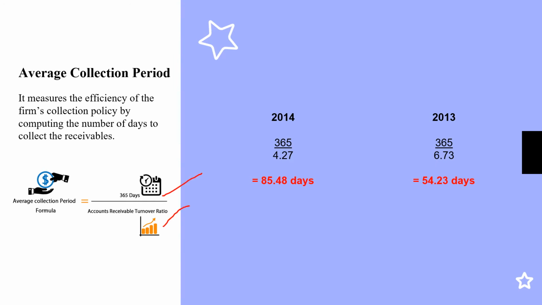Yung nakuha natin kanina, ano, na 4.27 at saka 6.73. So, 365 days is fixed. So, for 2014, 365 over 6.73, we have 54.23 days. So, ibig sabihin, it took 54.23 days para ma-convert yung receivables into cash.